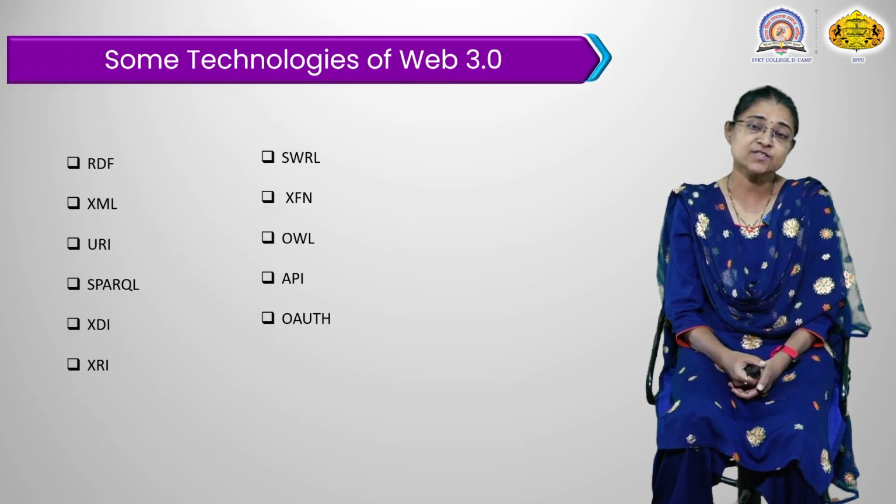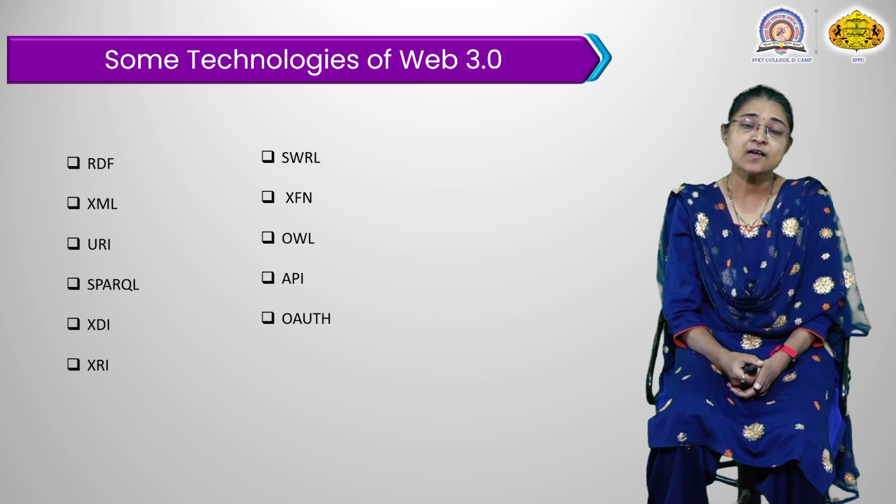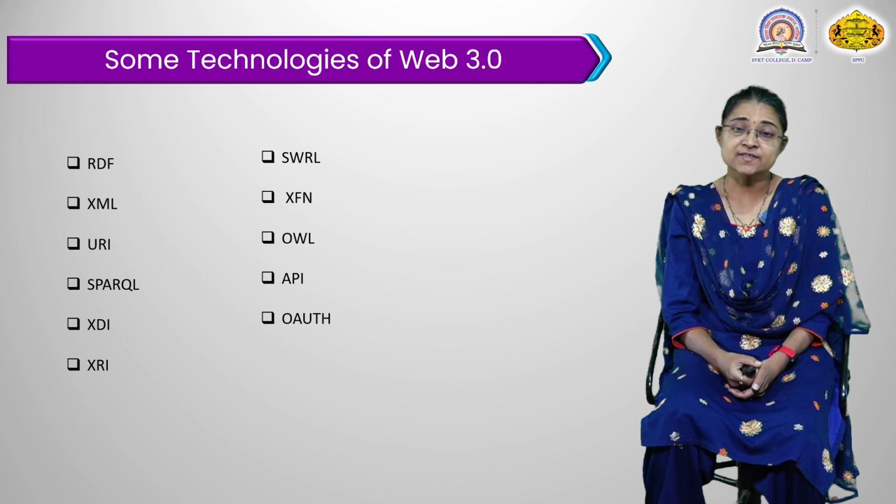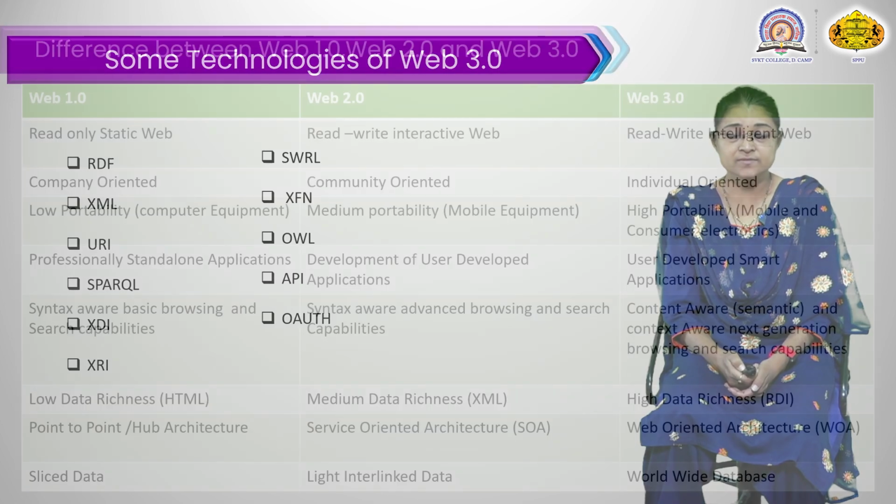Some technologies of Web 3.0 are RDF, XML, URI, SPARQL, XDI, XRI, SWRL, XFN, OWL, API, and QoRT.